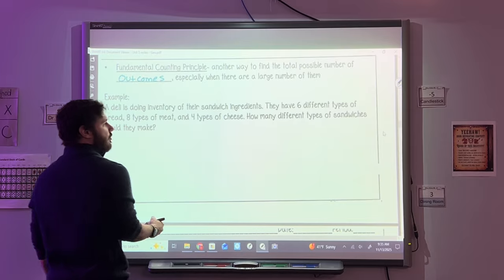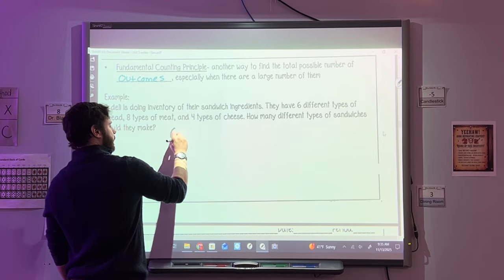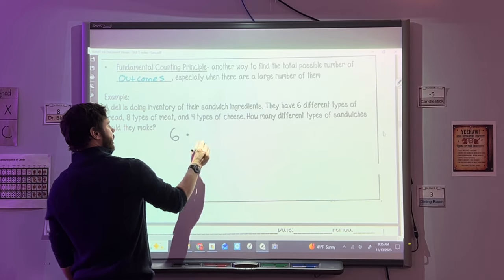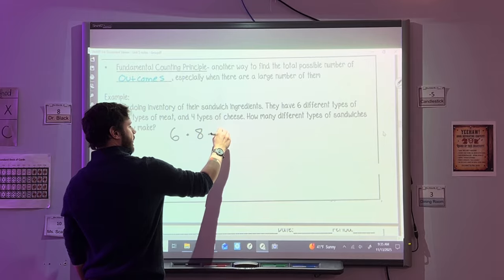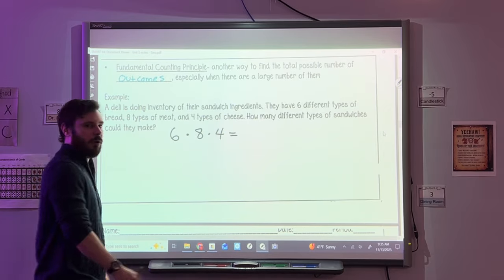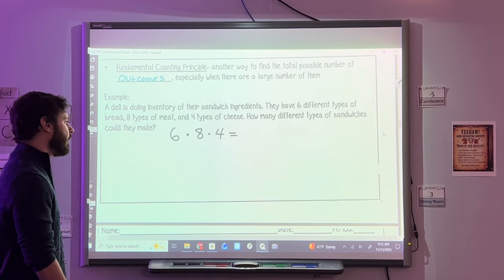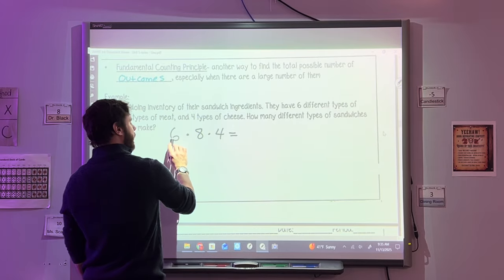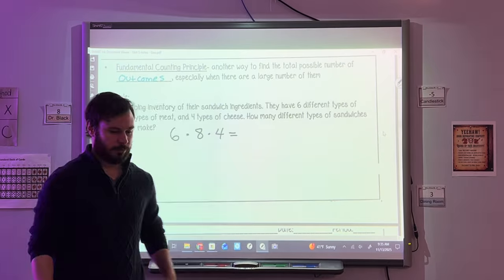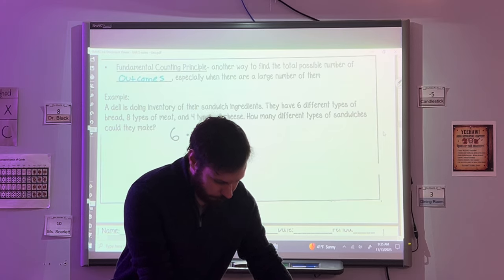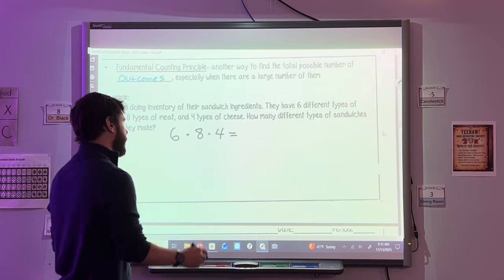Take however many choices you have. 6 different types of bread, 8 types of meat, and 4 types of cheese. If you just multiply your options together, you'll get the outcome. This is gonna be a big number. Can't do it in my head. It's too early, man. It's too early for that. 192.